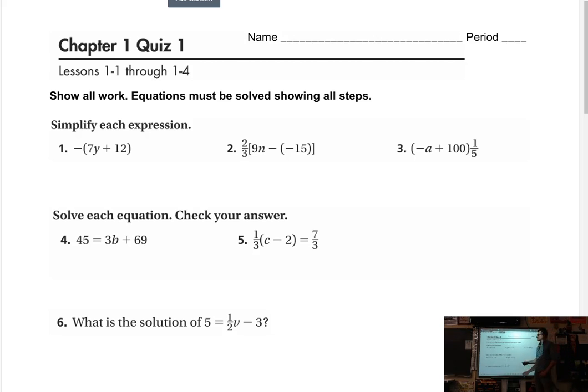When we're working with expressions, one of the biggest things to remember is that we have to combine all like terms. So up here we have three different expressions. We have a y expression, an n expression, and an a expression. We see we have a variable term and a constant term inside the parentheses.